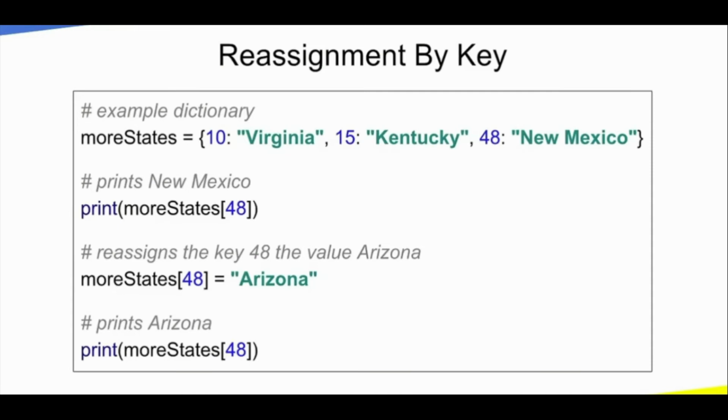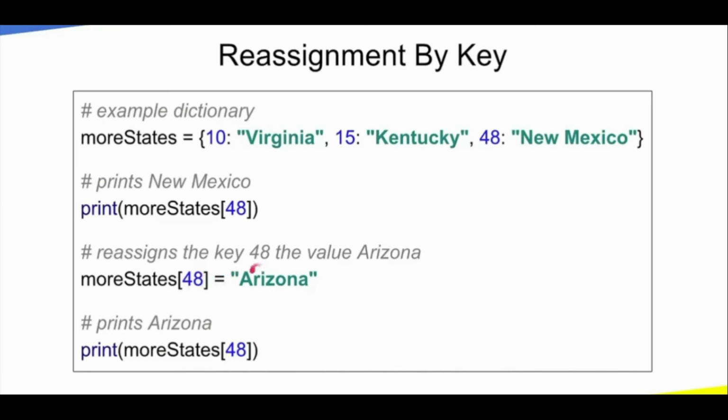I have keys like 10, 15 and 48, with the values Virginia, Kentucky and New Mexico. Now when we print more states 48, we get the value New Mexico. Now we want to assign the value of key 48 to Arizona.